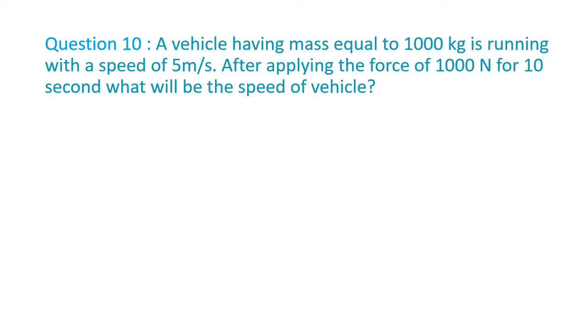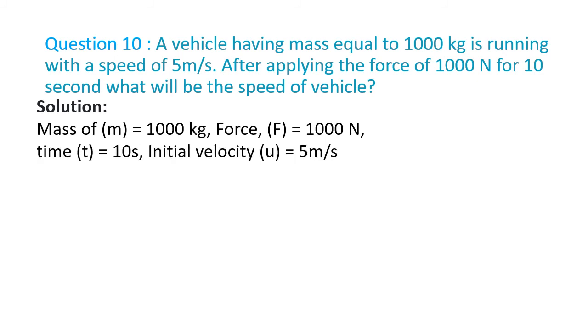So the question asked is, the vehicle is already moving with a speed of 5 meter per second. Force is being applied by the engine of the vehicle. So the velocity will increase. So we have to find out what is the final velocity, how much velocity has increased. So again the force is given, the mass is given, the initial velocity is given. We have to find out the final velocity. Mass is given, force is given, time is given, initial velocity is given.